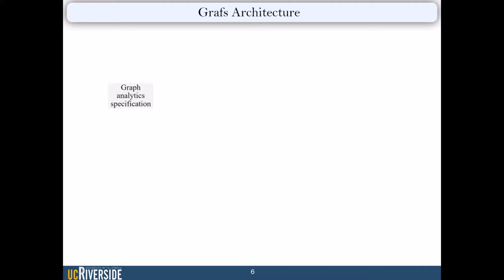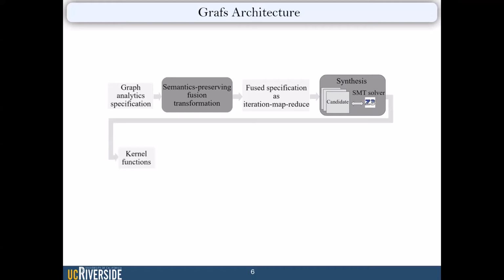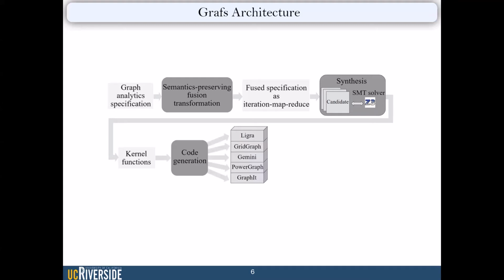The workflow of Graphs is as follows. Given the specification of a program, the fusion rule transforms the specification to the three primitives of iteration, map, and reduce. Then the fused form is passed to the synthesis engine to generate correct and constructive kernel functions. Finally, given the kernel functions, the low-level implementations for each framework are generated.